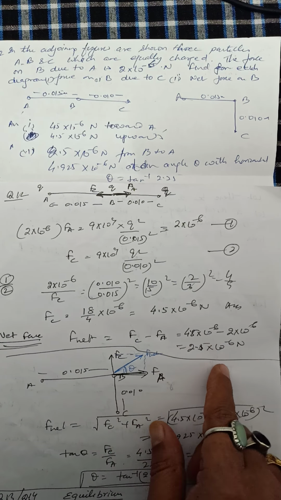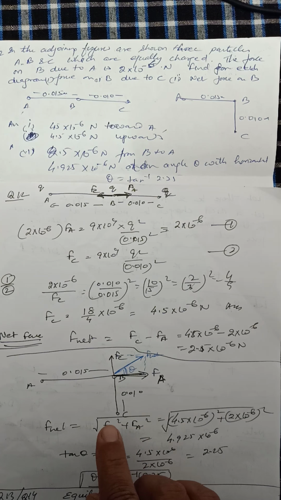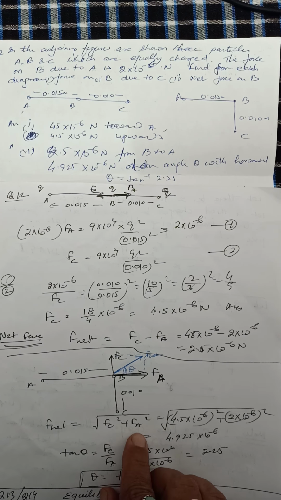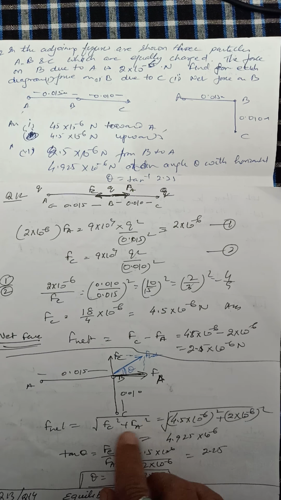But in the second diagram, the forces are making an angle of 90 degrees with each other. So when the forces are acting at 90 degrees with each other, we cannot add or subtract. We have to find the resultant force by using the square root of FC square plus FA square, force due to A and force due to C, F1 square plus F2 square, or A square plus B square, we can say. Put the values and the answer will be 4.925 × 10^-6 Newton.